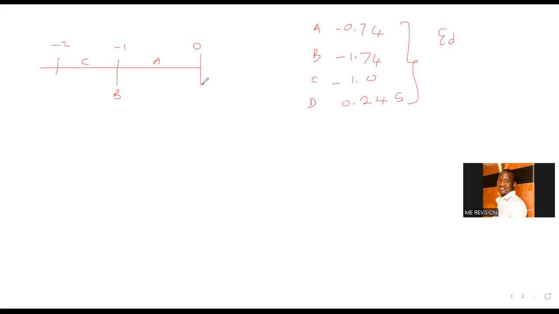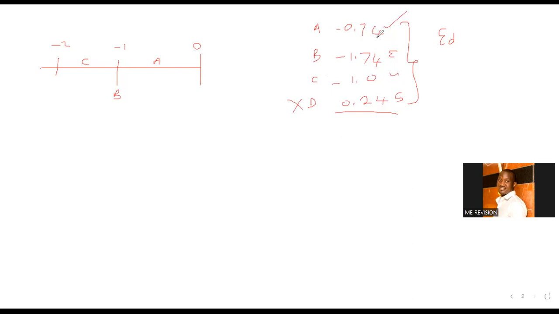To start with, elasticity of demand is always negative because of the inverse relationship. So D is ruled out because it is positive. Now, any number between 0 and 1 is inelastic. So A is inelastic because it is 0 point something. B is above 1, so this is elastic. C is exactly 1, and this is unitary. So which is inelastic?